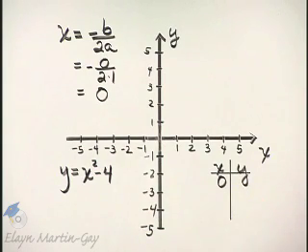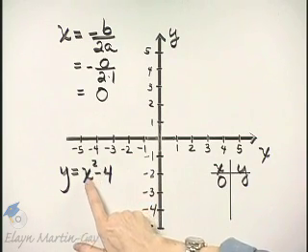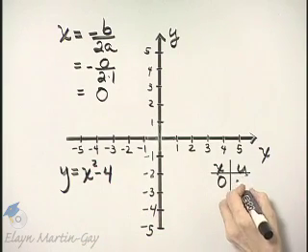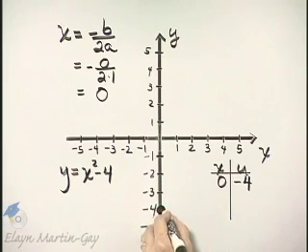How do we find the corresponding y value? We let x be 0. 0 squared is 0 minus 4. So I'll have then minus 4. 0 comma negative 4, keep in mind, that is the vertex.